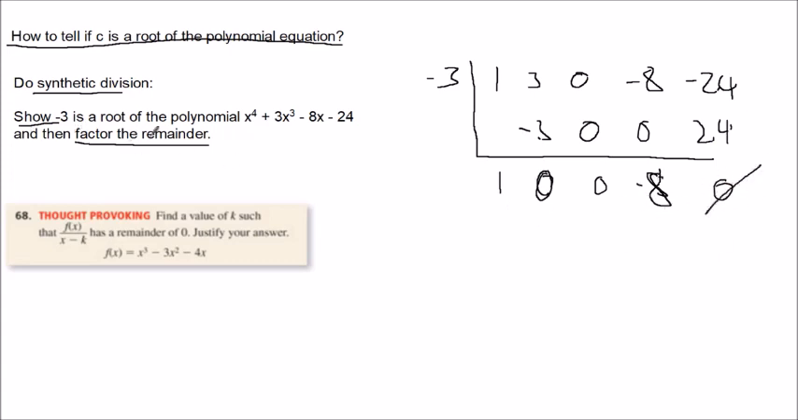So we can tell that negative 3 is a root of the polynomial x to the 4 plus 3x cubed minus 8x minus 24. And then our 1 will have a degree that is 1 lower. So instead of x to the 4, it will be x cubed, and there will be no x squared, there will be no x, and it will just be minus 8. So x cubed minus 8.